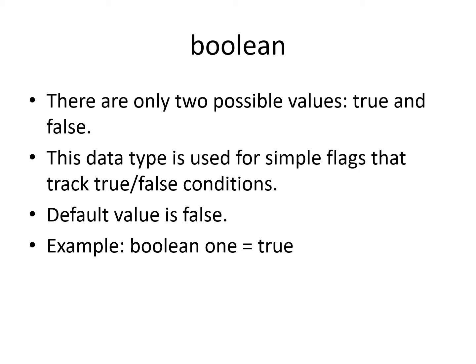Now the Boolean data type. Boolean data type has only 2 possible values, true and false. This data type is used for simple flags that track true or false conditions. Default value is false. And the way in which you declare a Boolean variable is boolean one equal to true.